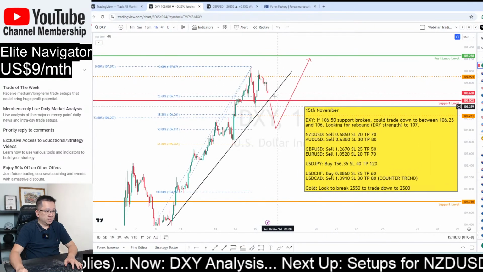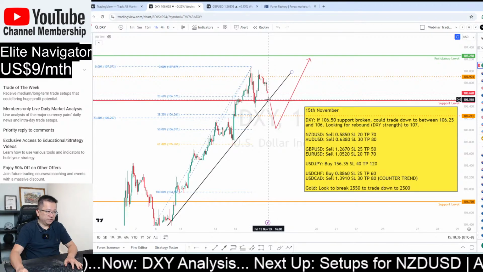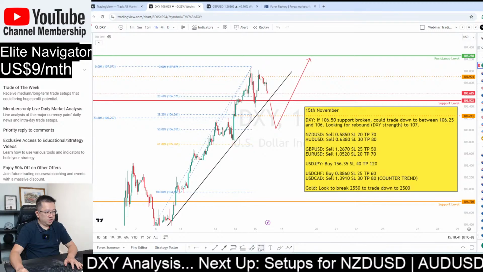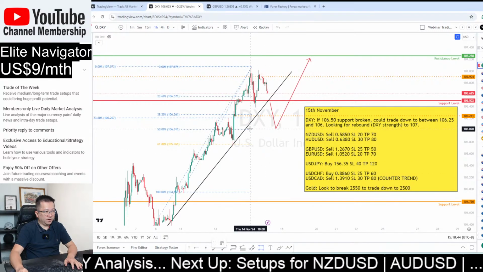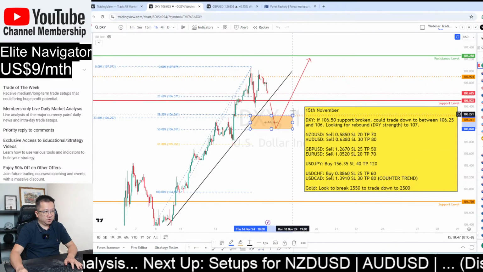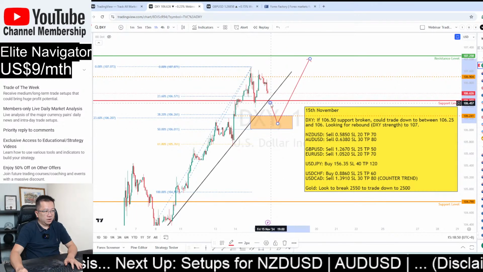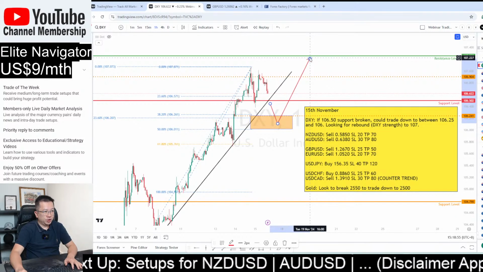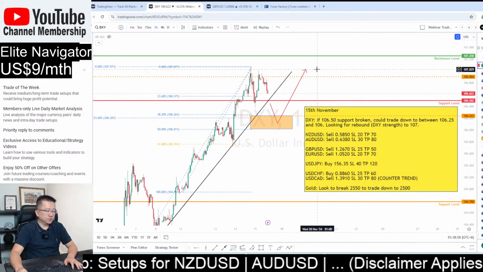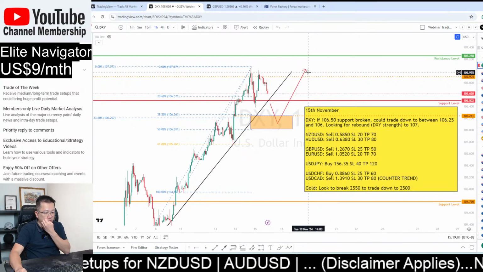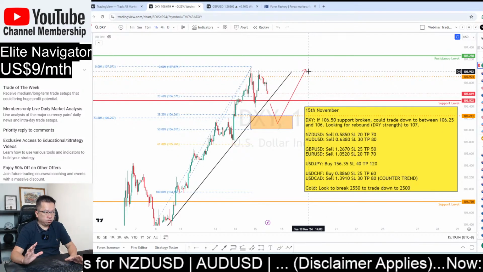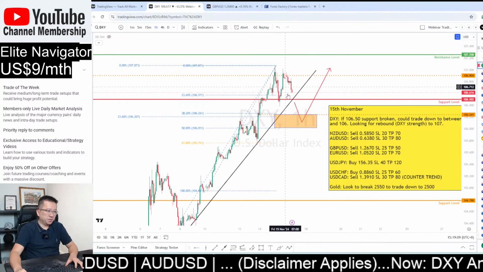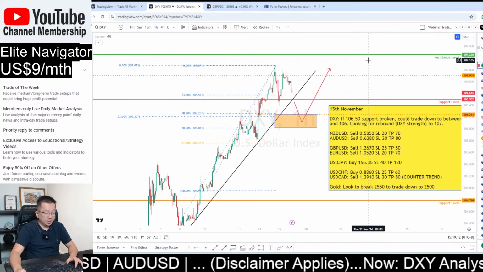Right. So now it's testing this, coming down to this level. If this is broken, we could see it trade down to this area here at 106.25 and 106, the round number. Then if it comes down to this point, I'm looking for it to push back up towards that 107 level, right? So nothing at this point. If it does push down, nothing at this point. I'll let that dollar weakness play out before I look for dollar strength again.